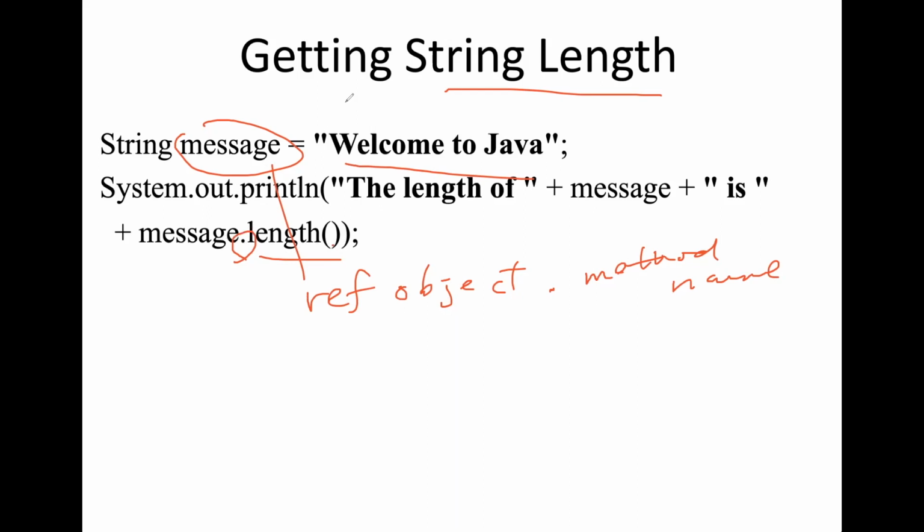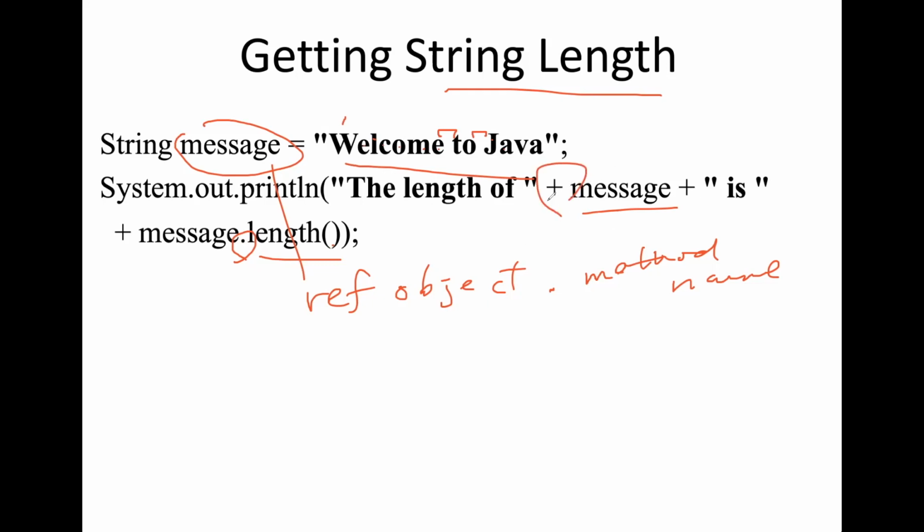So you will count the number of characters you have here. 1, 2, 3, 4, 5, 6, 7, 8. Spaces are counted as one character. 9, 10, another space, 11, 12, 13, 14, 15. The length of the message "welcome to Java" is 15.